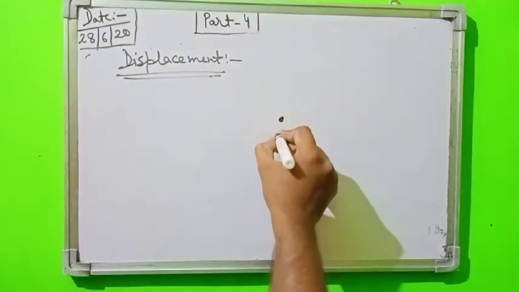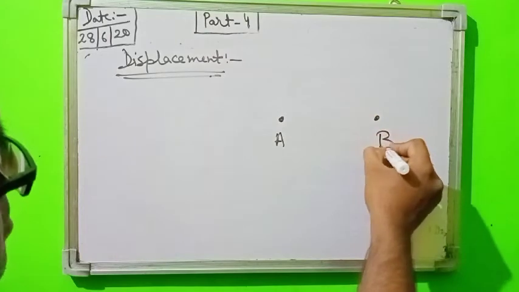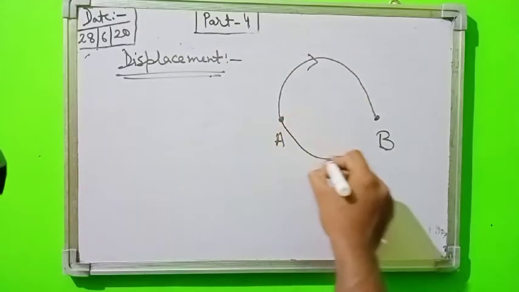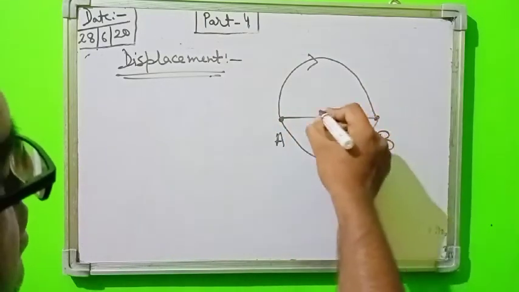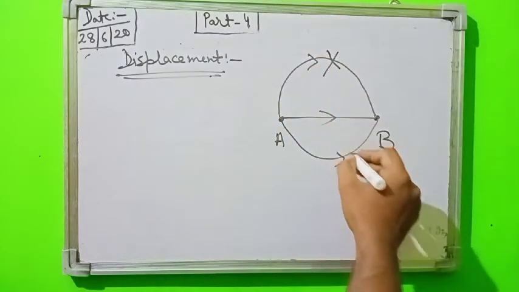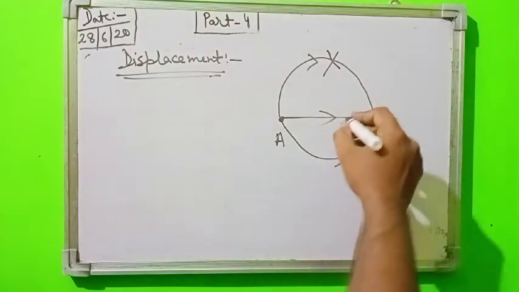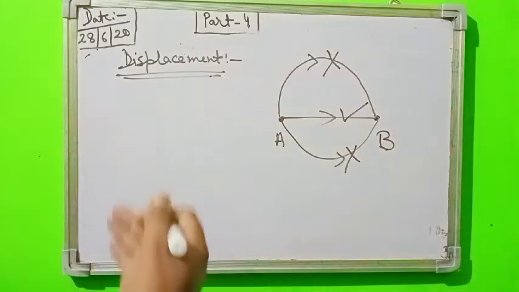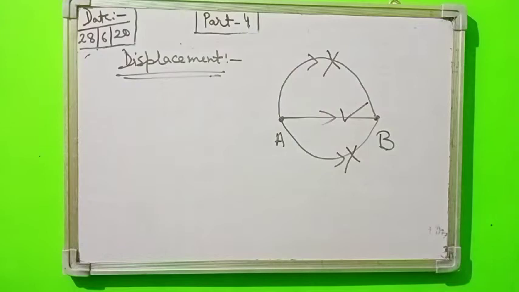Suppose here is point A and here point B. There are three paths, suppose this one and this one. There is no particular direction in this case, but here it has direction. And if a particular direction is added with the path traveled, then that distance will be the shortest distance, and it will become displacement.